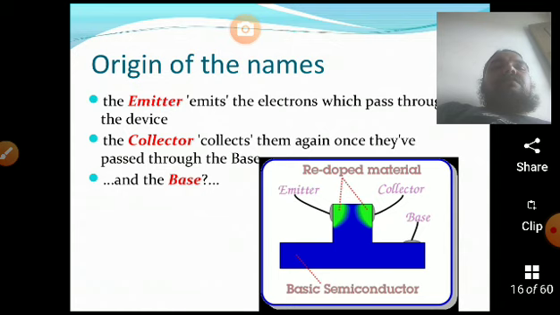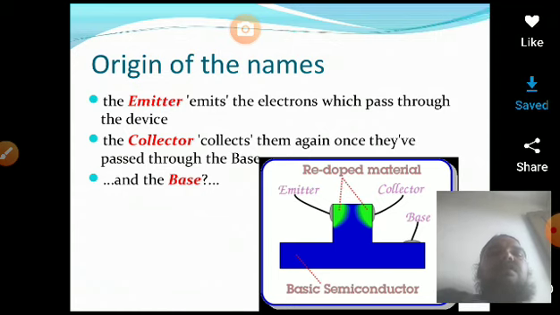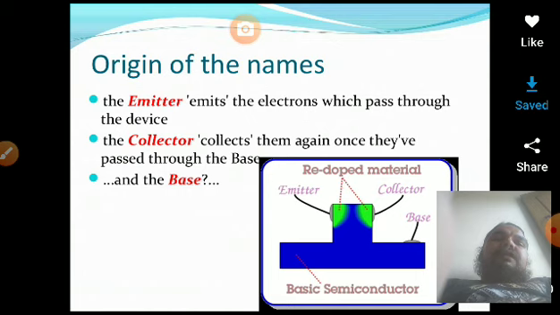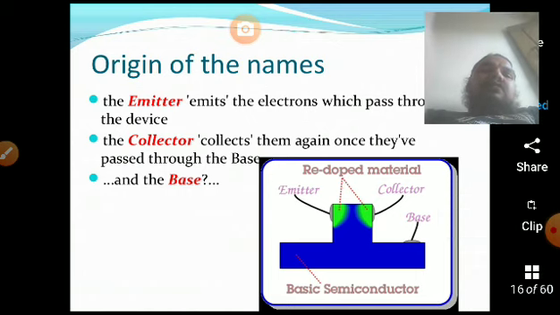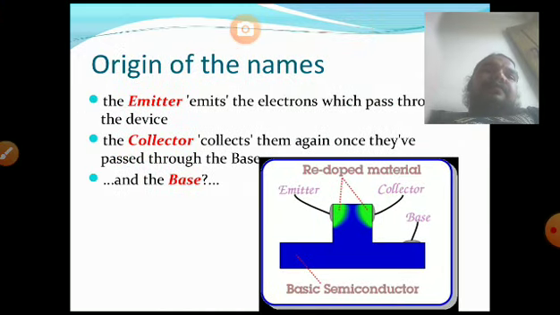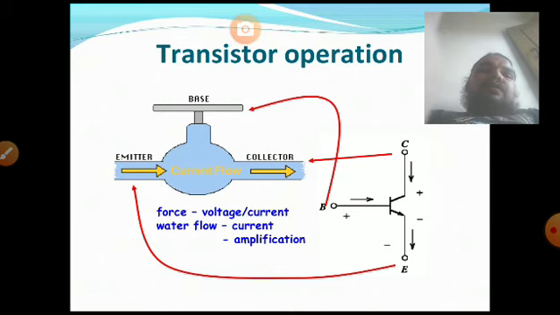Origin of the names. The emitter emits the electrons which pass through the device. The collector collects the electrons once they pass through the base. Transistor operation: base, emitter, and collector.